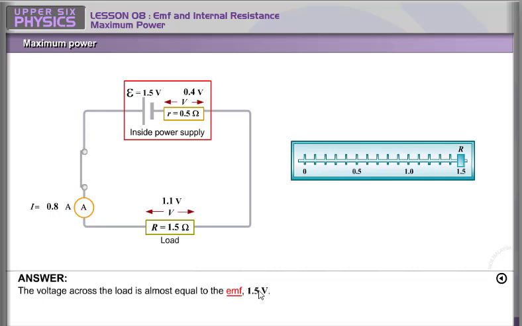All right, why do they use "almost"? Because it still has to overcome the internal resistance. So you won't get exactly 1.5, but you can get very near to it. It definitely won't be more than that.